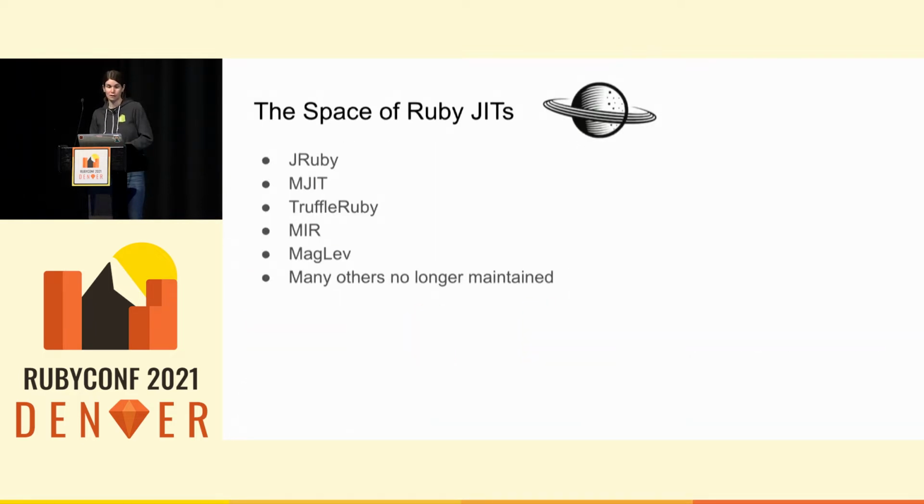In the space of Ruby JITs, there have been many other projects. There's JRuby, there's MJIT, there's TruffleRuby, there's MIR, there's Maglev, and there are many others that are no longer maintained as well. I'll just talk quickly about MJIT and TruffleRuby.